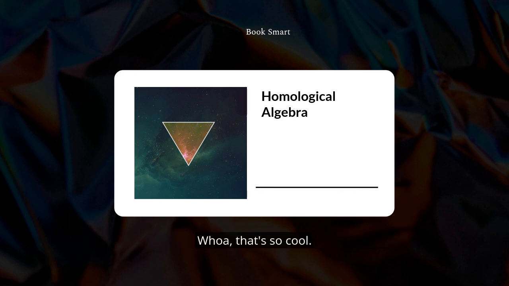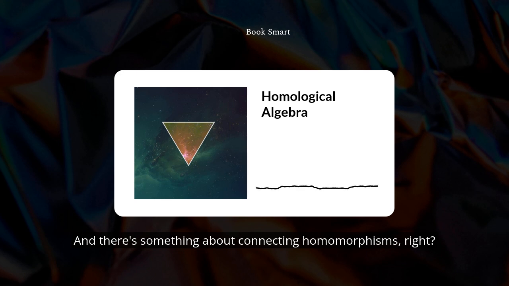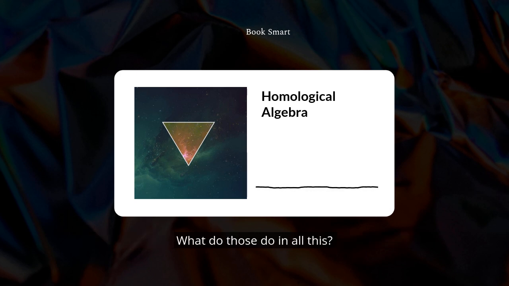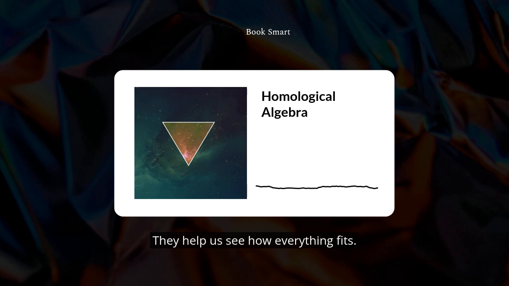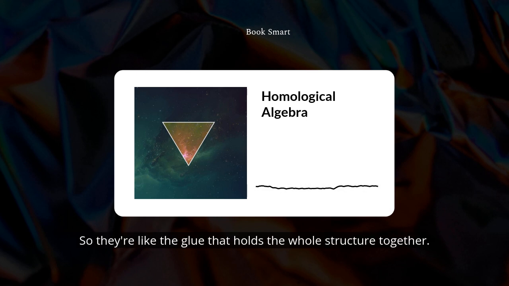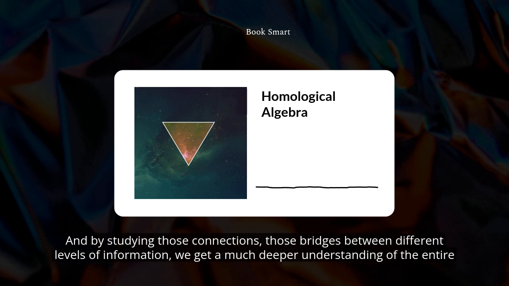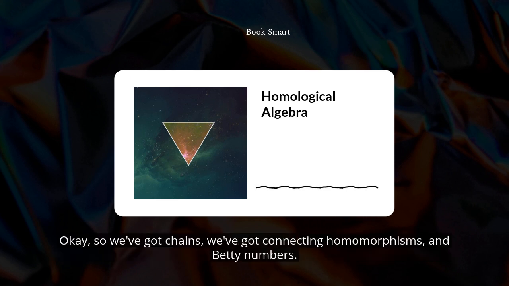Whoa, that's so cool. And there's something about connecting homomorphisms, right? What do those do in all this? Connecting homomorphisms are essential. Think of them like bridges, linking different parts of a complex together. They help us see how everything fits. So they're like the glue that holds the whole structure together. That's a great way to put it. And by studying those connections, those bridges between different levels of information, we get a much deeper understanding of the entire complex.